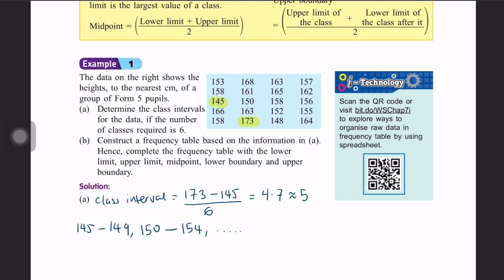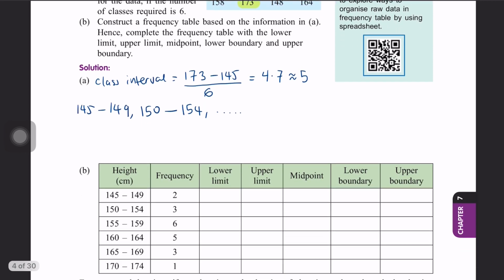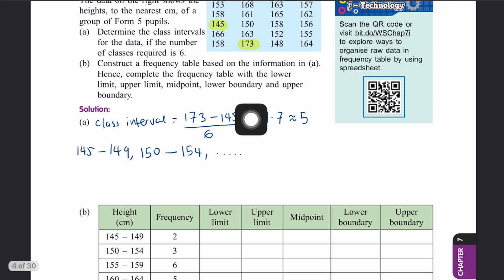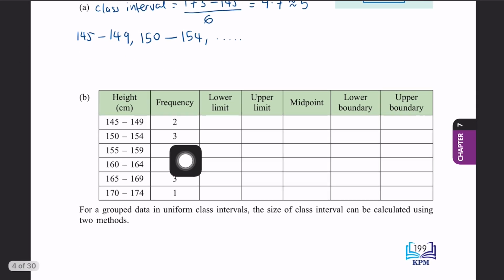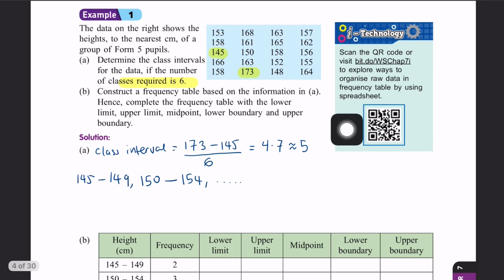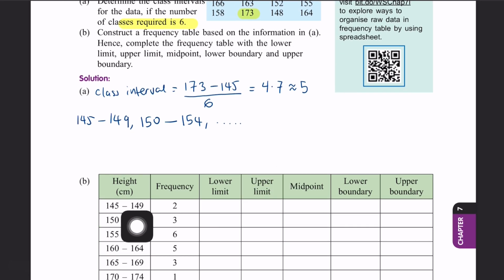Next, B says construct a frequency table based on the information in A. Here we already have the frequency table. This is called a frequency table, and this is our classes from before. Earlier the question said classes required is 6, right? So here we have 6 classes: 1, 2, 3, 4, 5, 6, with our class interval of 5. For the frequency, you have to find it from this table. Find how many have frequency 145 until 149.